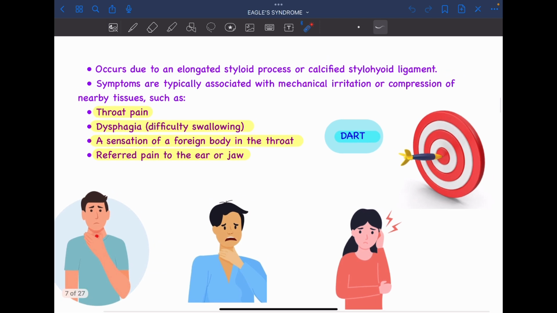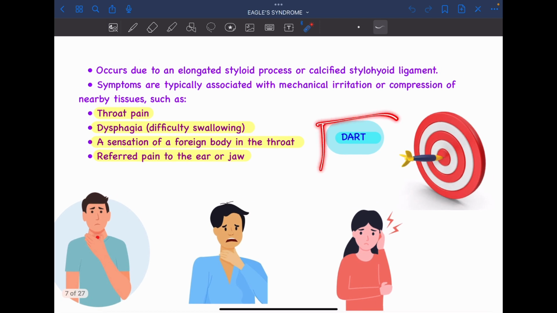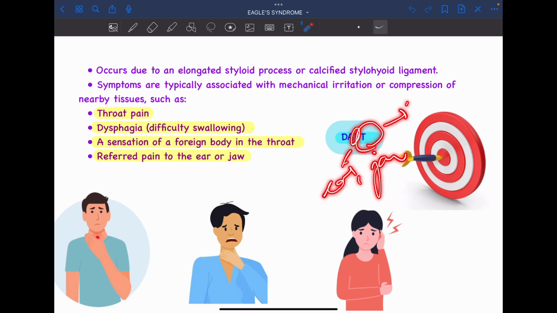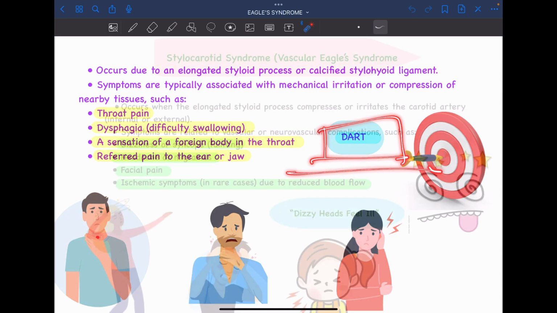So in order to remember this, a simple mnemonic would be DART, right? You can just remember that. D for dysphagia, then A for a sensation of foreign body, R for referred pain to ear and jaw as well, and T for throat pain, right? Easy to remember, you just have to remember the simple mnemonic, that is DART.